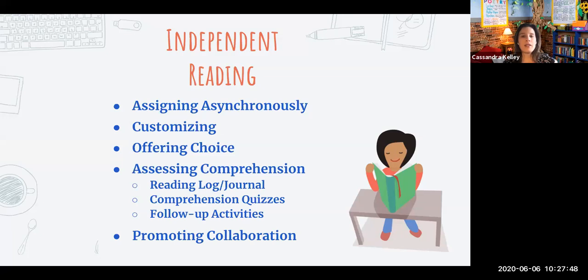Now, what's nice about assigning things asynchronously is that it's not like when we were in school where all the kids have the same book that they're all reading. You can customize it so you can know what your kids like, and you can give them books that are on their level based on what they like. You can also give them a variety of books to pull from, and then they can have choices of what they want to read and what they want to do.